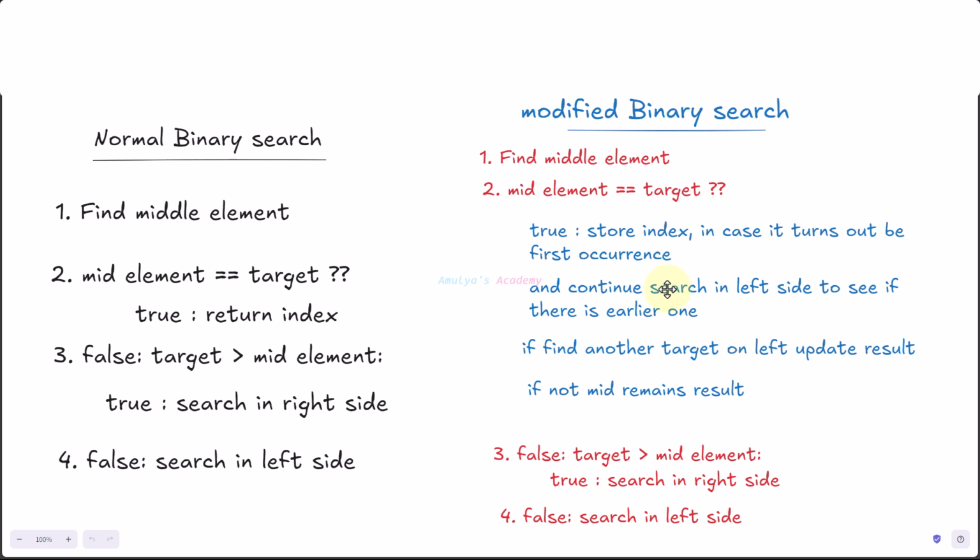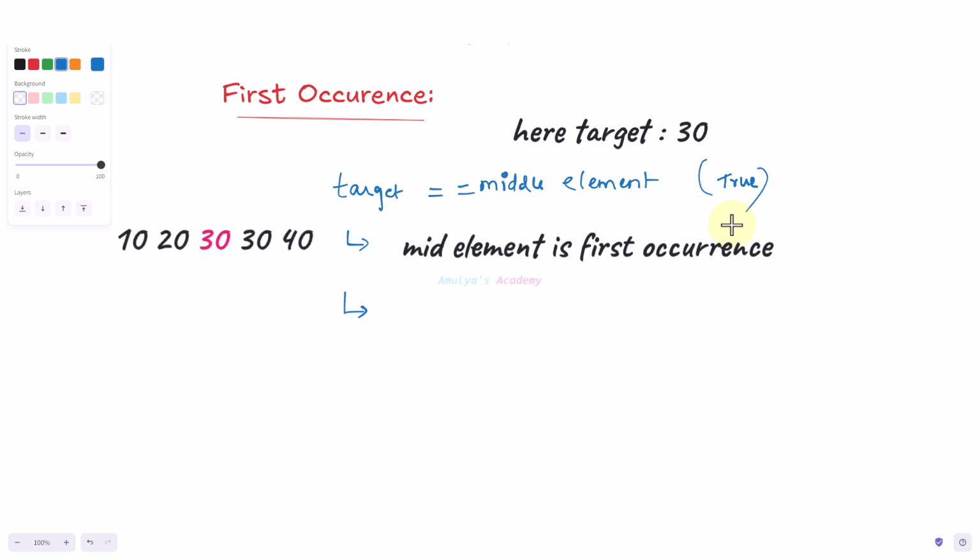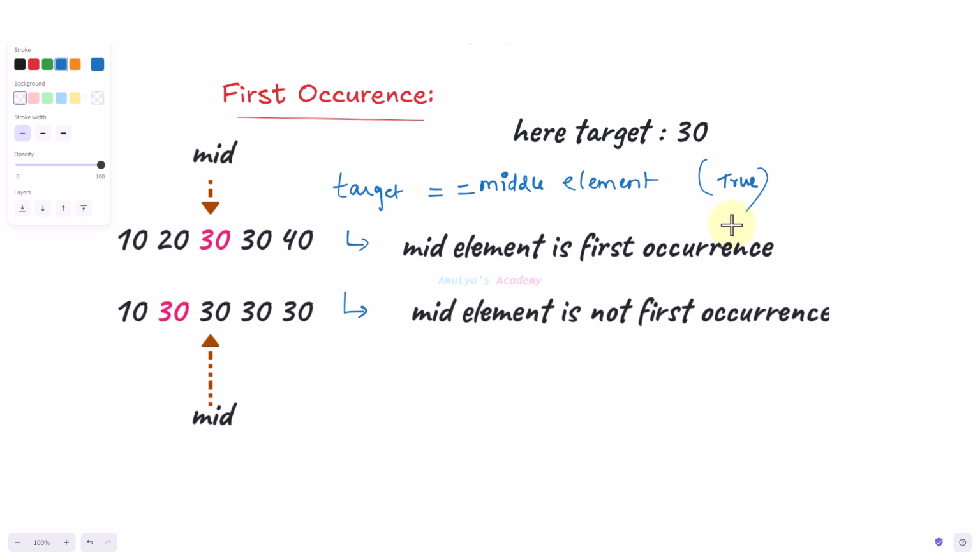But in the modified binary search, we are searching for the first occurrence of the target element. When the middle element equals to the target, there are two possibilities. First one is, it is the first occurrence of the target element in the list. And the second possibility is, it is not the first occurrence of the target element in the list. That means, the same number appears earlier. So we have to look to the left because here input is a sorted list with duplicate elements. That's why in the modified binary search algorithm, when target becomes equal to middle element, we'll store the index first and next we'll continue search in the left side. Here duplicate elements are allowed.